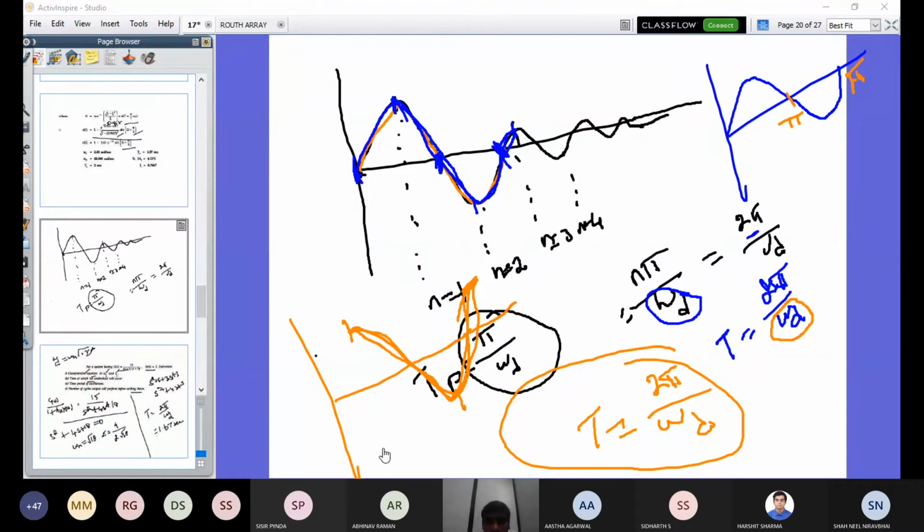Normal time period of oscillation, how we can calculate, the same procedure here, also you can follow. Any doubts?